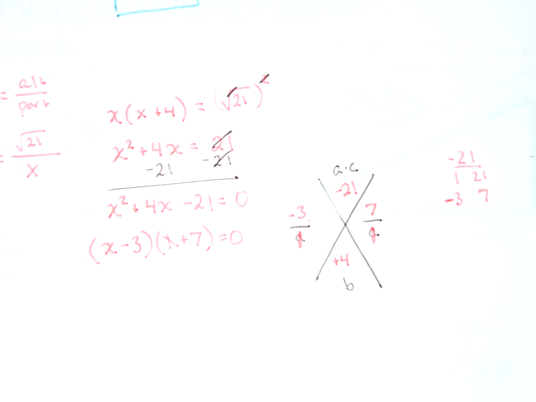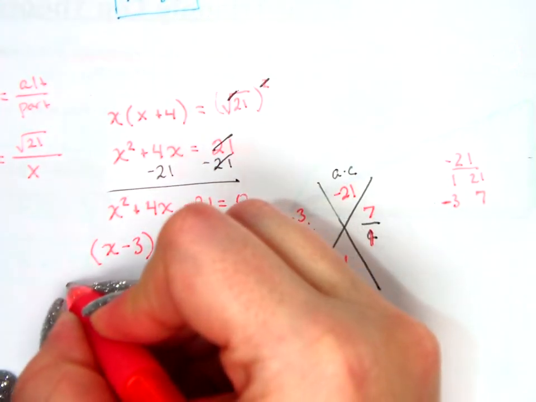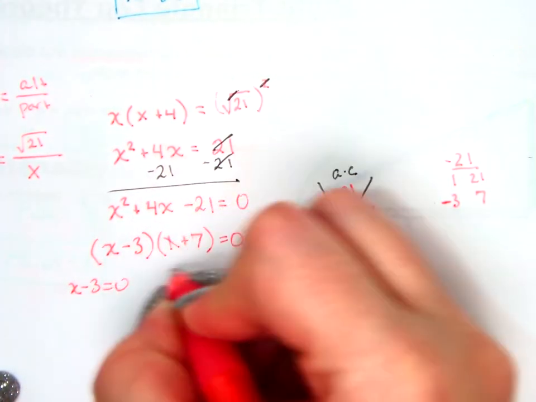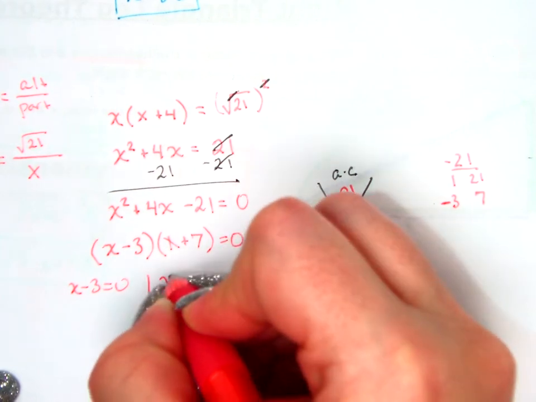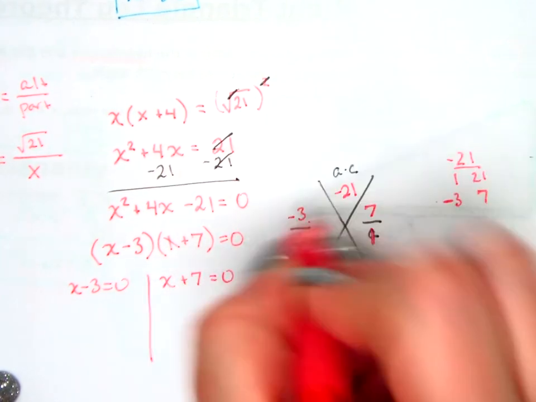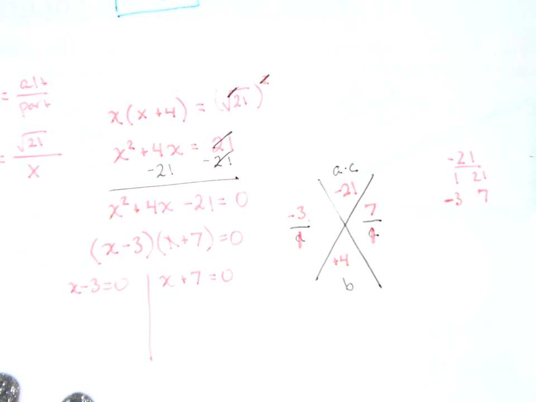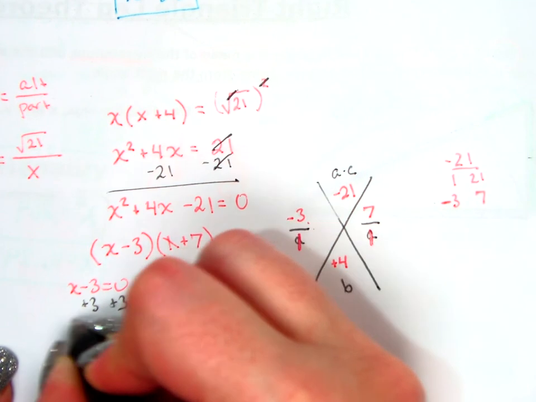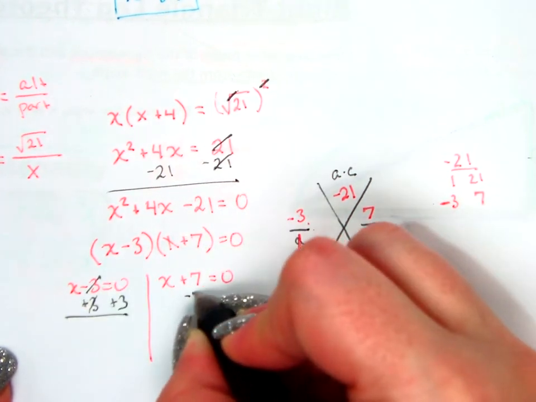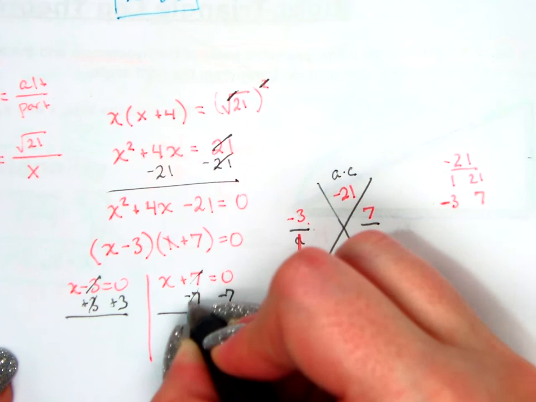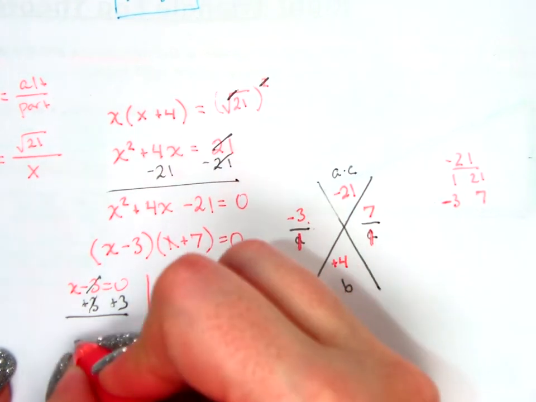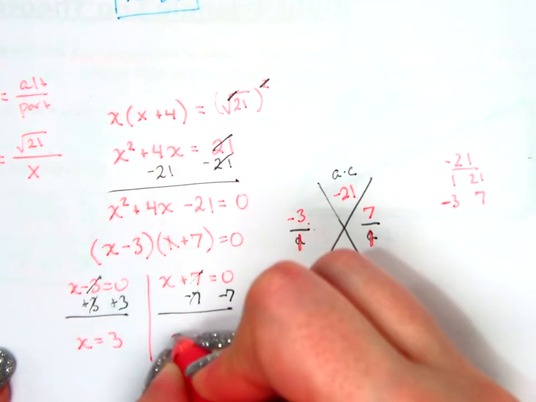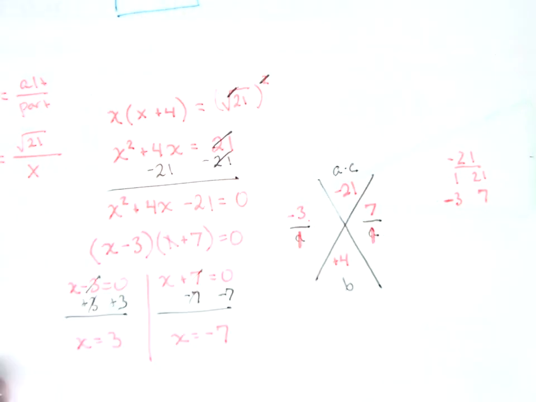And then your zero product rule says if you have things multiplied together that equal 0, at least one of those things has to be equal to 0. So x minus 3 equals 0, and or x plus 7 equals 0. Then you just solve each one. So when I solve this one, I add 3 to both sides. When I solve this one, I subtract 7 from both sides. So I end up with two answers, x equals 3 and x equals negative 7.